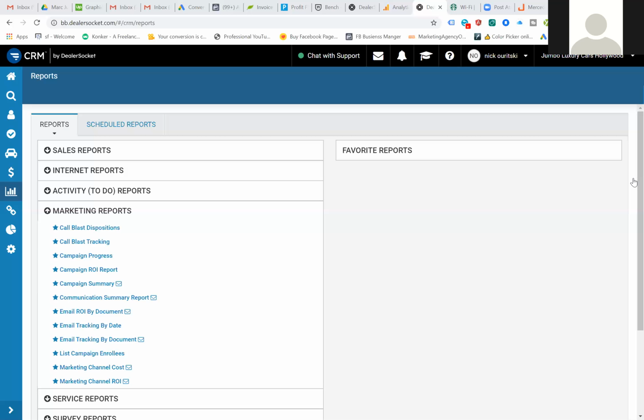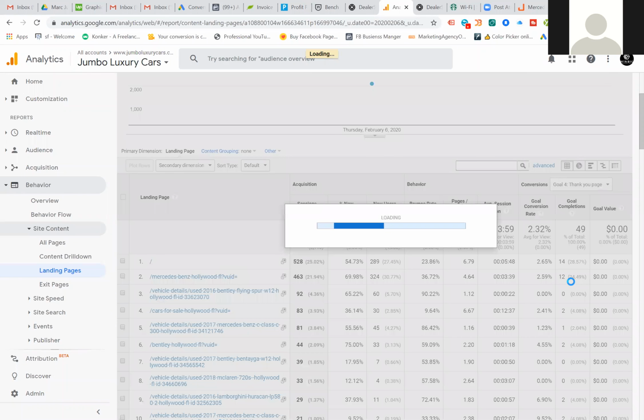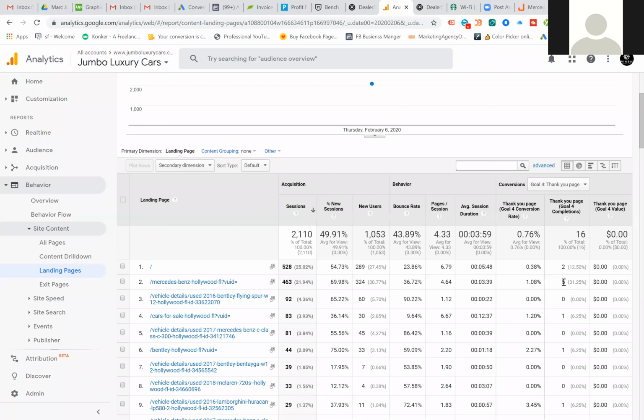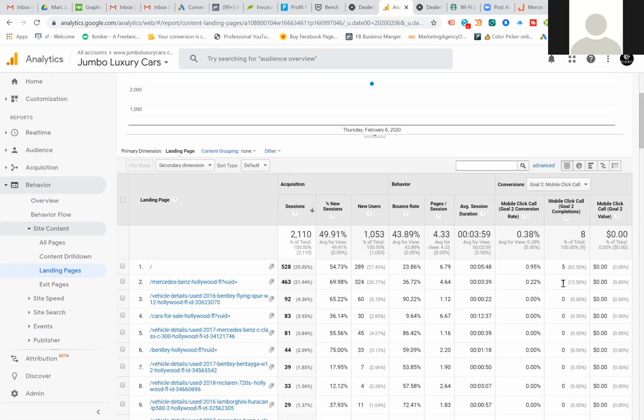re-inquired. Because here in analytics, when you see the goals, you have the thank you page. So basically 5 people converted, filled out new forms yesterday in Dealer Socket with RM system on the website. So we should have 5 people from all these people that actually resubmitted a new lead. Or called, or maybe called, which, I think one person called yesterday. This one person called yesterday.